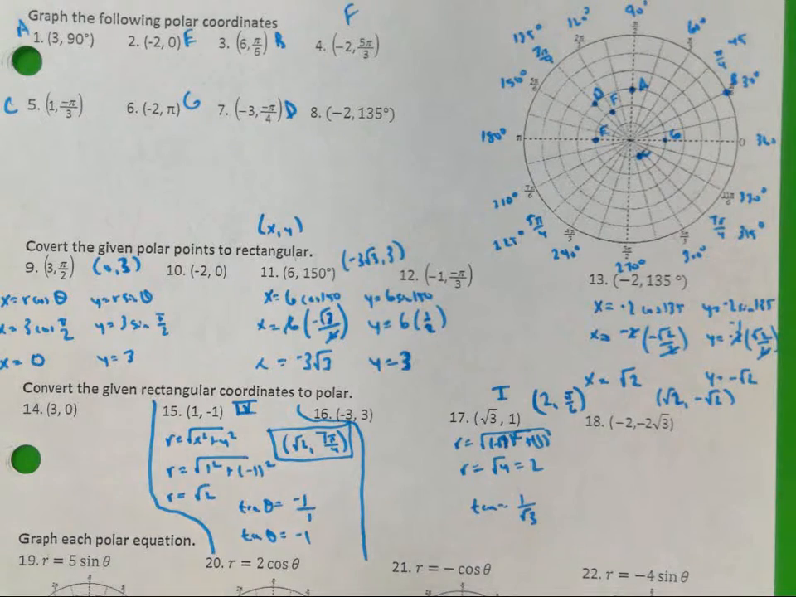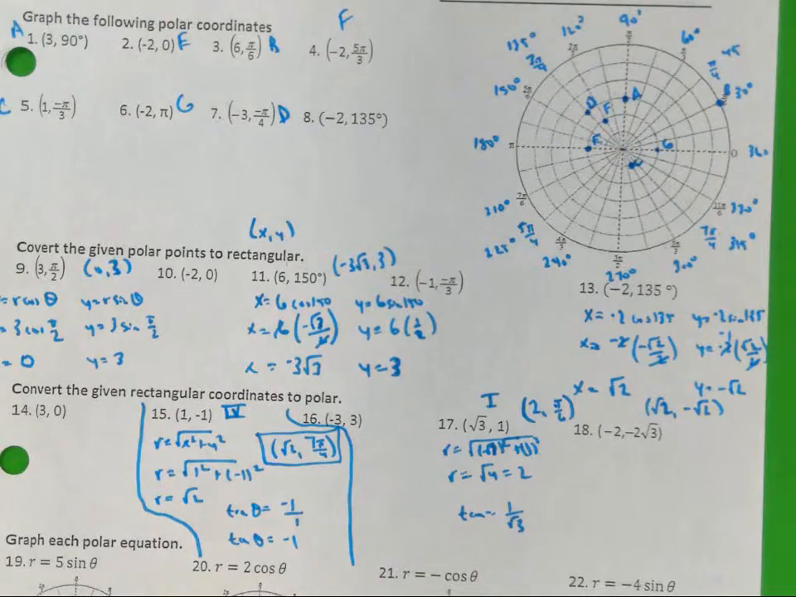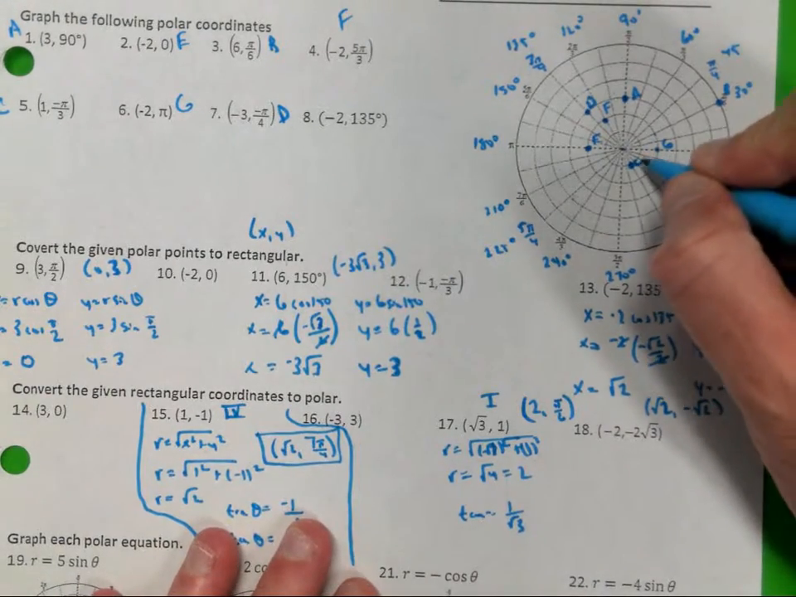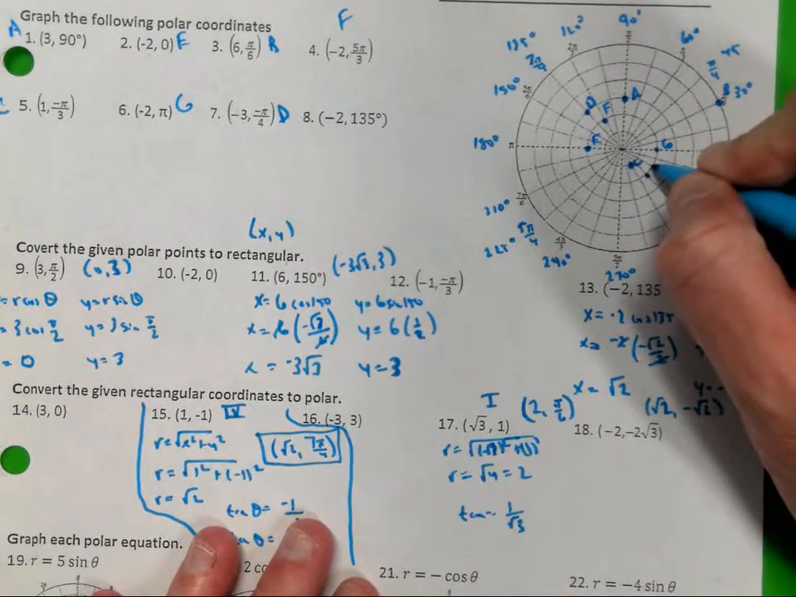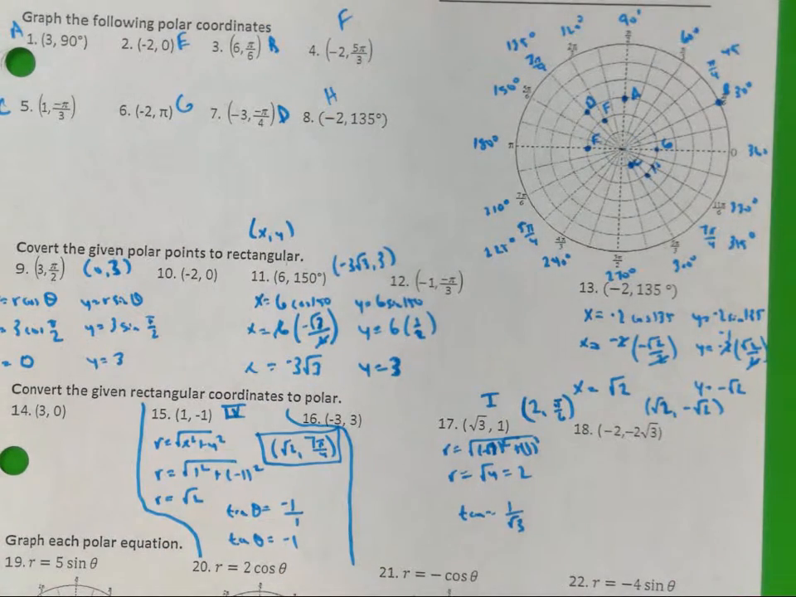Number 8, negative 2 comma 135. Okay? 135 is right here. It's the pi over 4 family, but it's a negative 2, so it's actually in what quadrant? 4. I'm going to let that be H. Are there any questions on that?